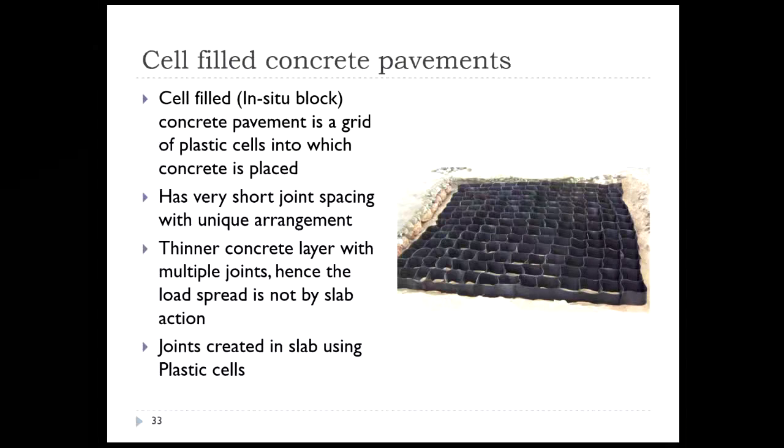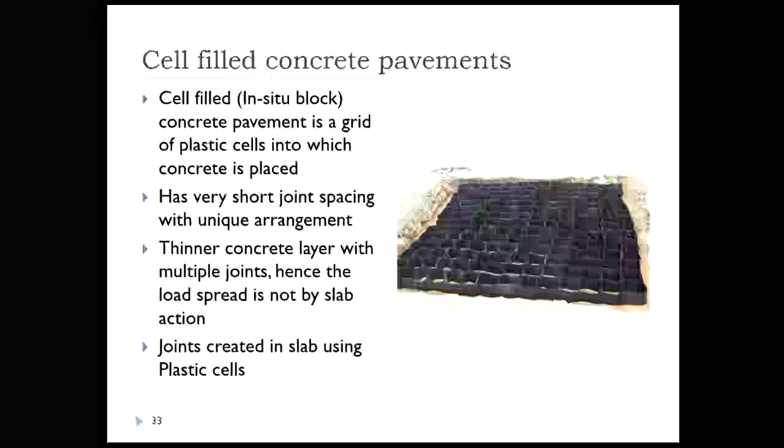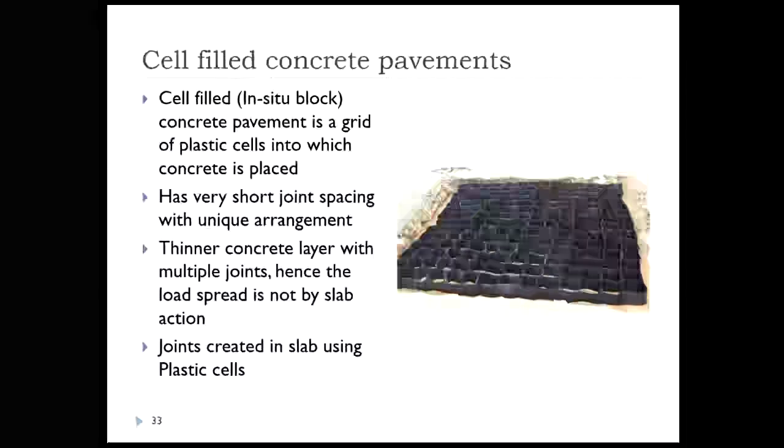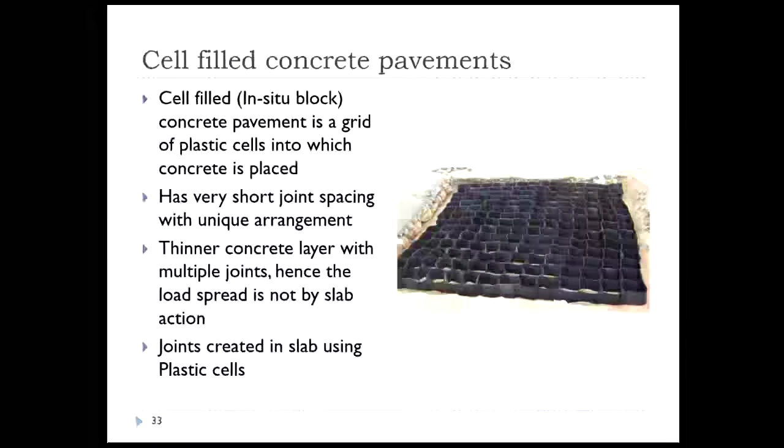These are basically plastic cells. This is basically a grid of plastic cells. Now this grid is made by welding these joints. These are made by heat welding, or they are either stitched also. In this honeycomb shape structure, concrete is placed and compacted. Depending upon the workability of concrete, you have to adopt an appropriate compaction equipment.